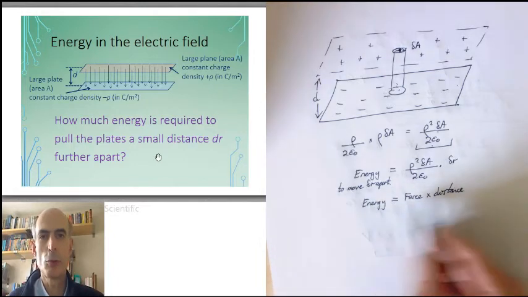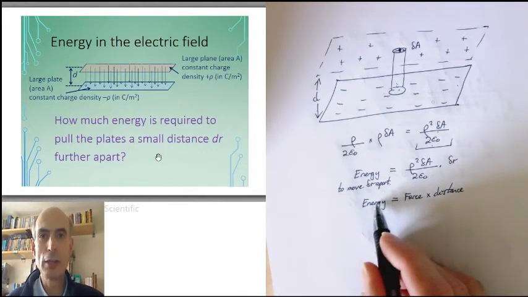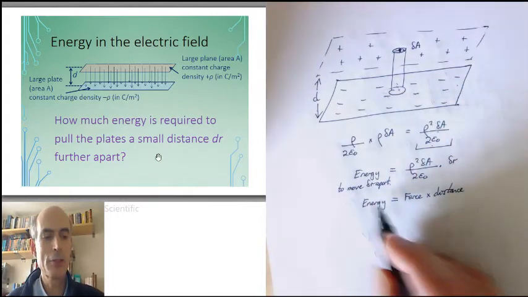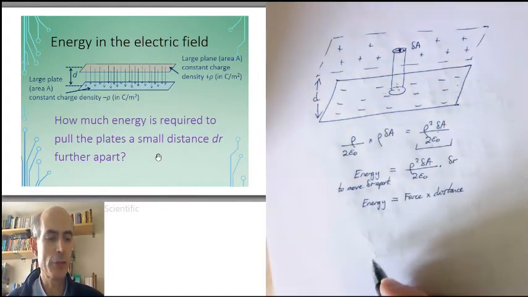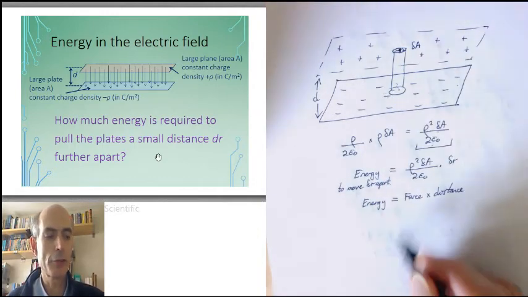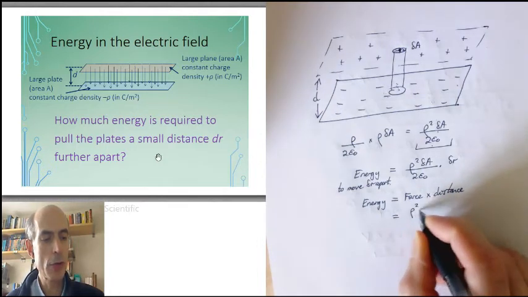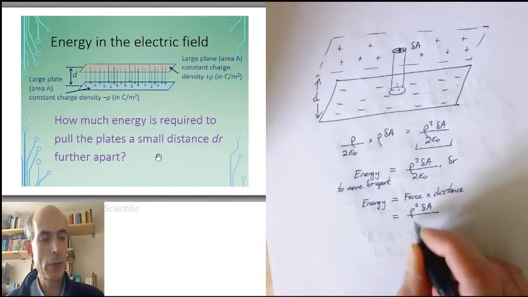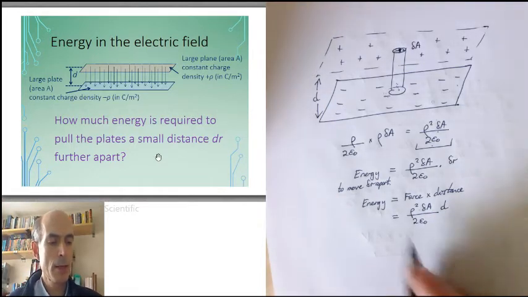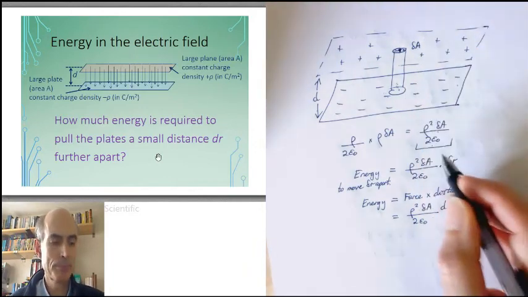Or work equals force times distance. Energy and work, really the same thing. If you're losing energy, you're doing work. This work that I'm having to do, that is putting the energy into the electric field. So that's the energy that's being gained by the electric field. And that would be just rho squared delta A divided by 2 epsilon naught times d. That's just for this small amount of area, delta A.